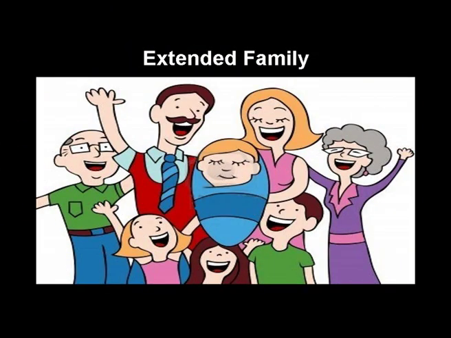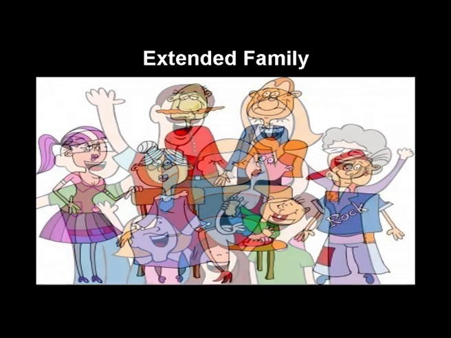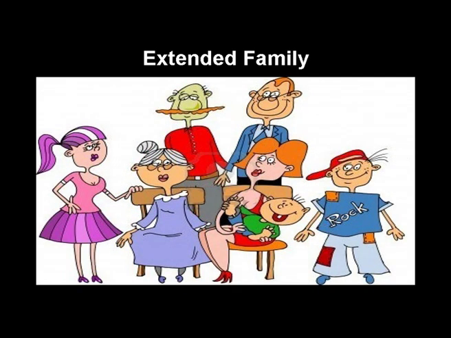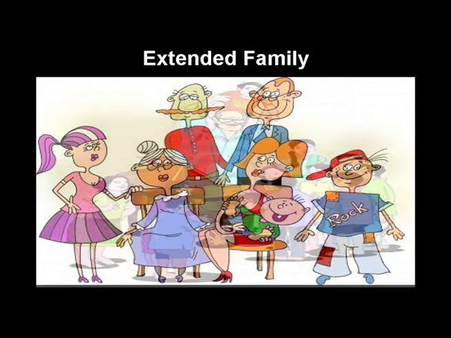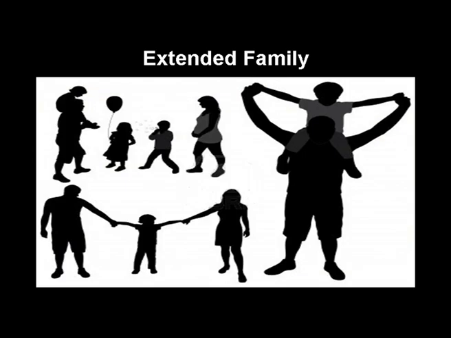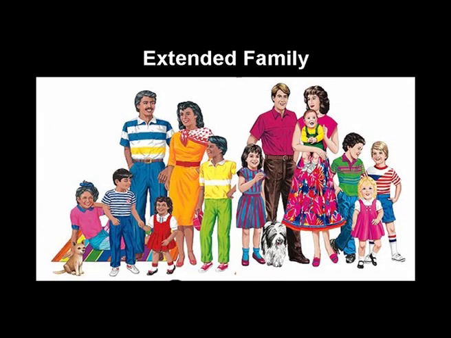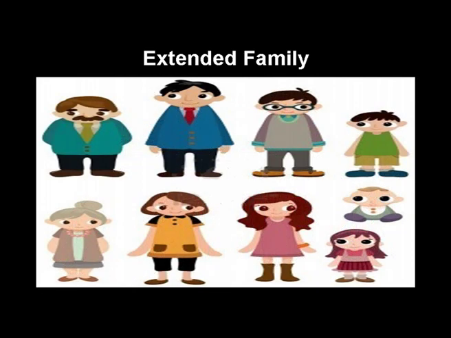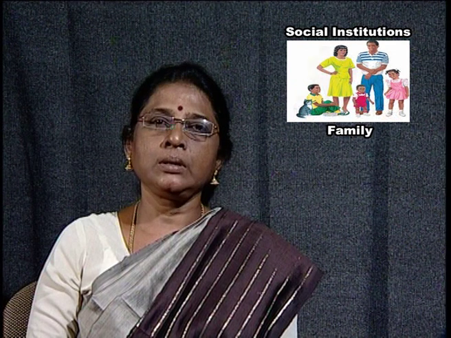The third type is extended family. The extended family consists of parents, children and some other members who are related by blood or marriage. Other members usually include a parent, one of the siblings and his or her family. Often this type of family is viewed as a merger of several nuclear families. On the basis of authority, family is classified into two types.